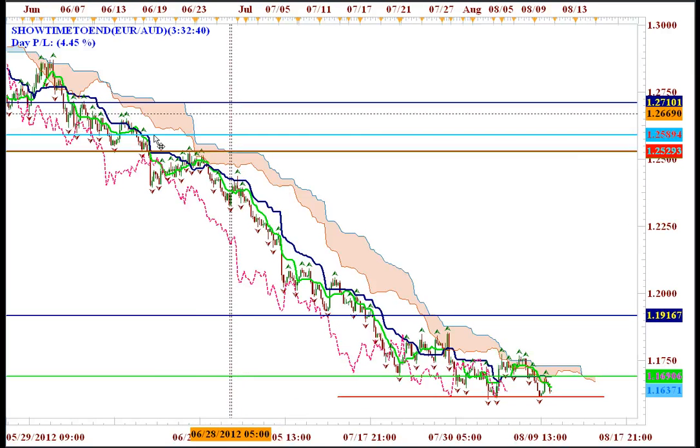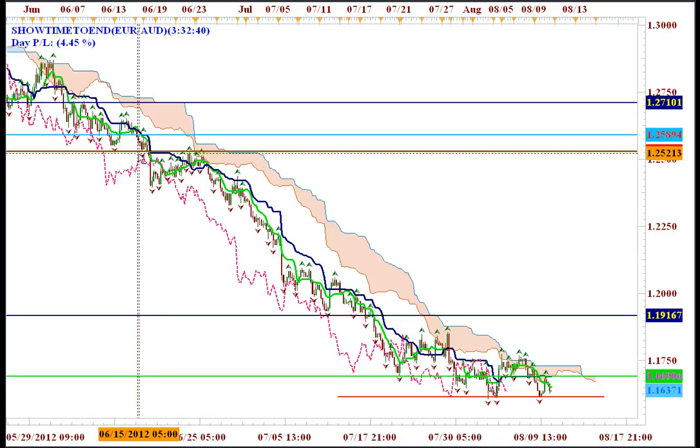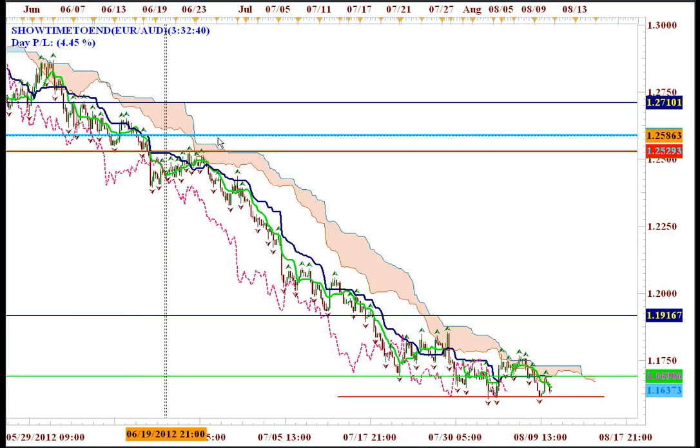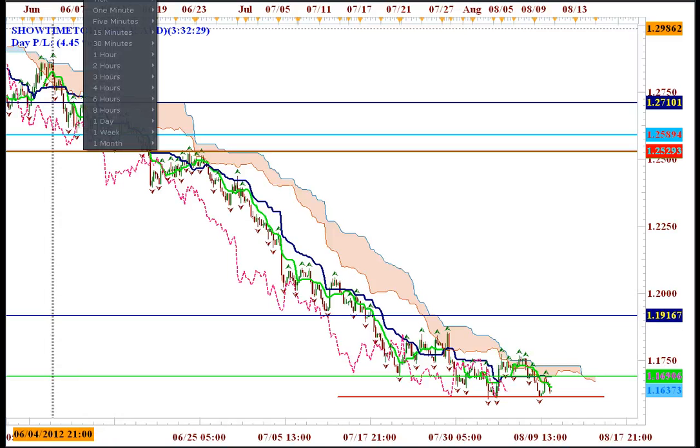But on the 4-hour time frame, you see these lines here, this red line mixed with this light green line. Then you have this light blue line and this dark blue line. I'm going to show you what those are. We'll go to the daily time frame.